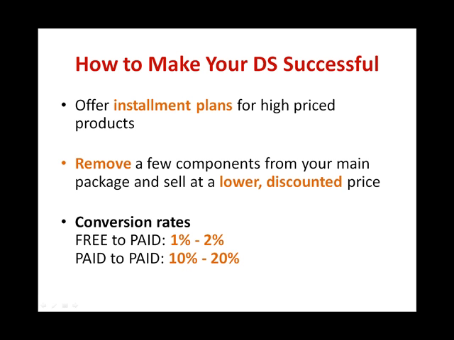The ideal conversion rate for free subscribers who are buying your downsell should be 1% or 2%. If you can achieve more than that, that would be better. Or if you're having a paid customer who passes up the one-time offer but wants to purchase your downsell, you're looking at an ideal conversion rate of 10% to 20%.